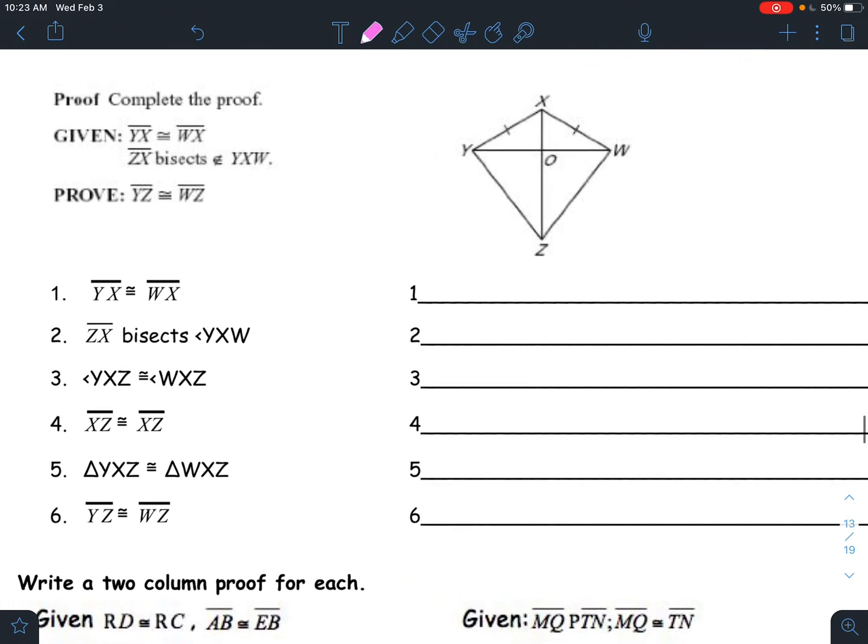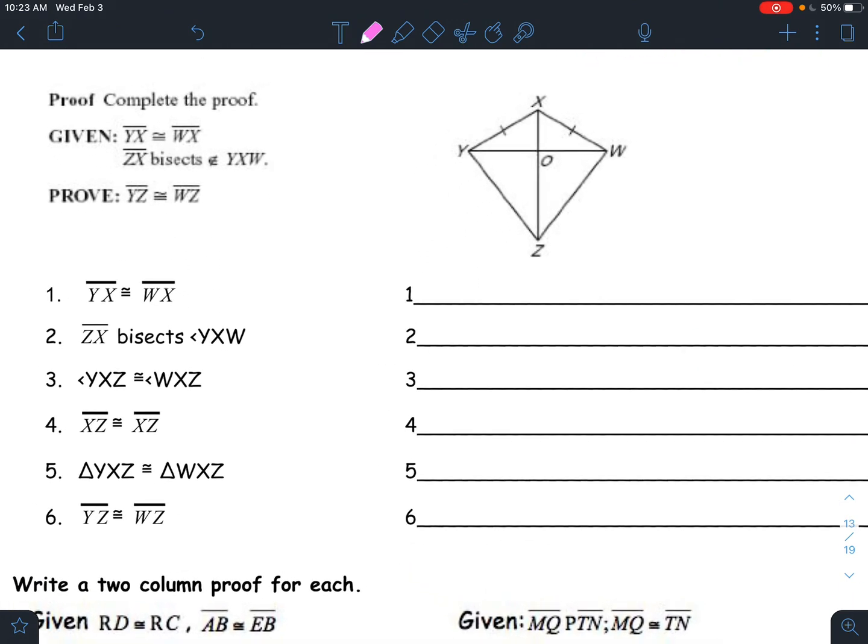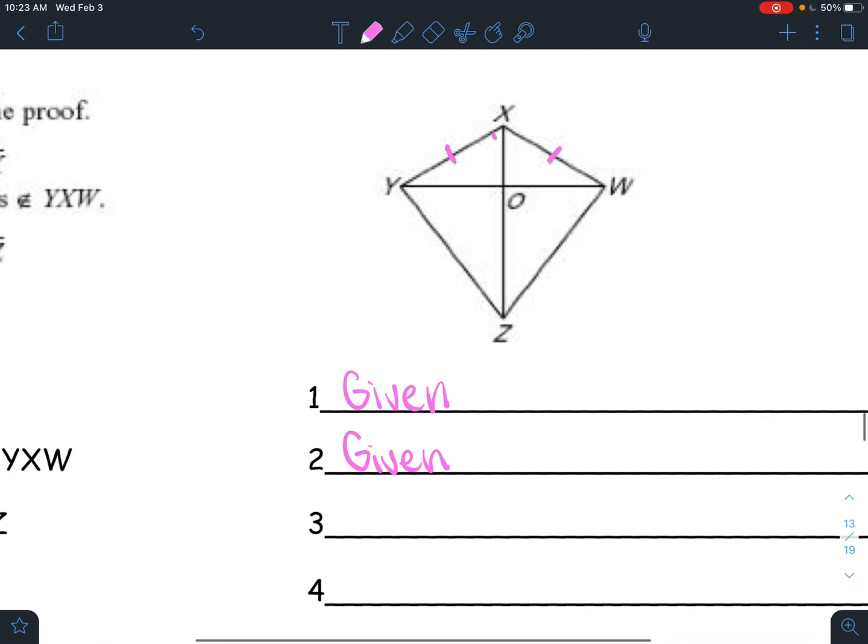All right, let's do a couple of proofs here. We're going to complete our proof. I have that XY is congruent to WX, which is given to us, and I also have that XZ bisects angle YXW. So YXW is this angle up here at the top, and if it is being bisected, then what that tells us is that these two angles are congruent.